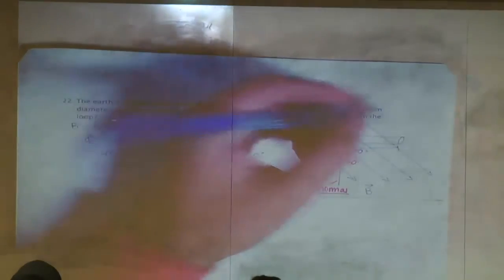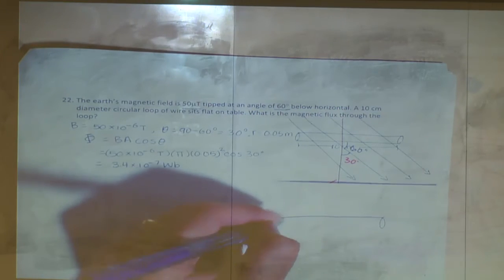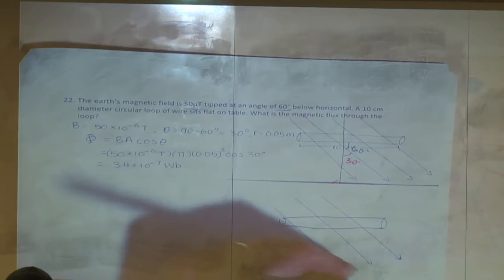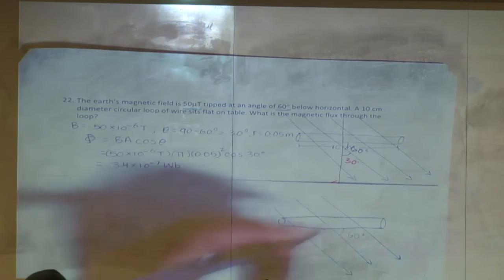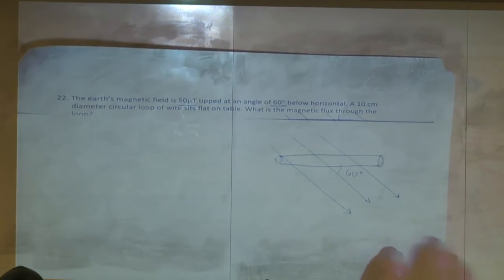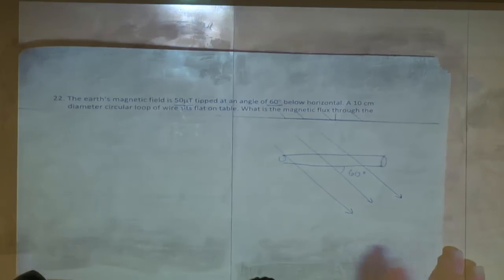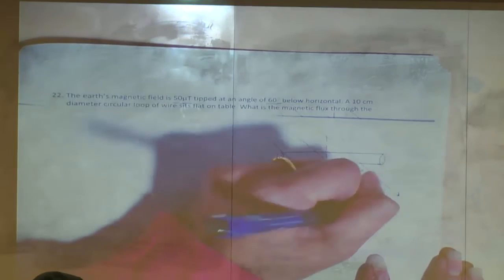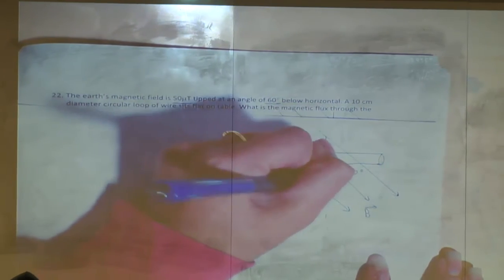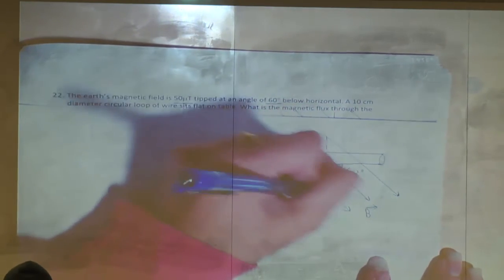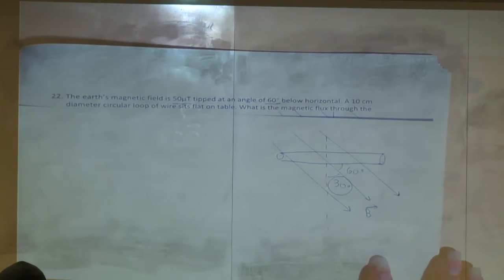Because we're given, let me draw it again. Let's say this is the wire, and it's coming at this angle. So we're given this angle. This is 60. But what the formula is asking for is the angle between the normal line and the magnetic field lines. So then it would be 30, right? Because this right here makes a right angle. So since this is 60, this has to be 30. So this is the angle that we're going to be using in the formula and not 60.